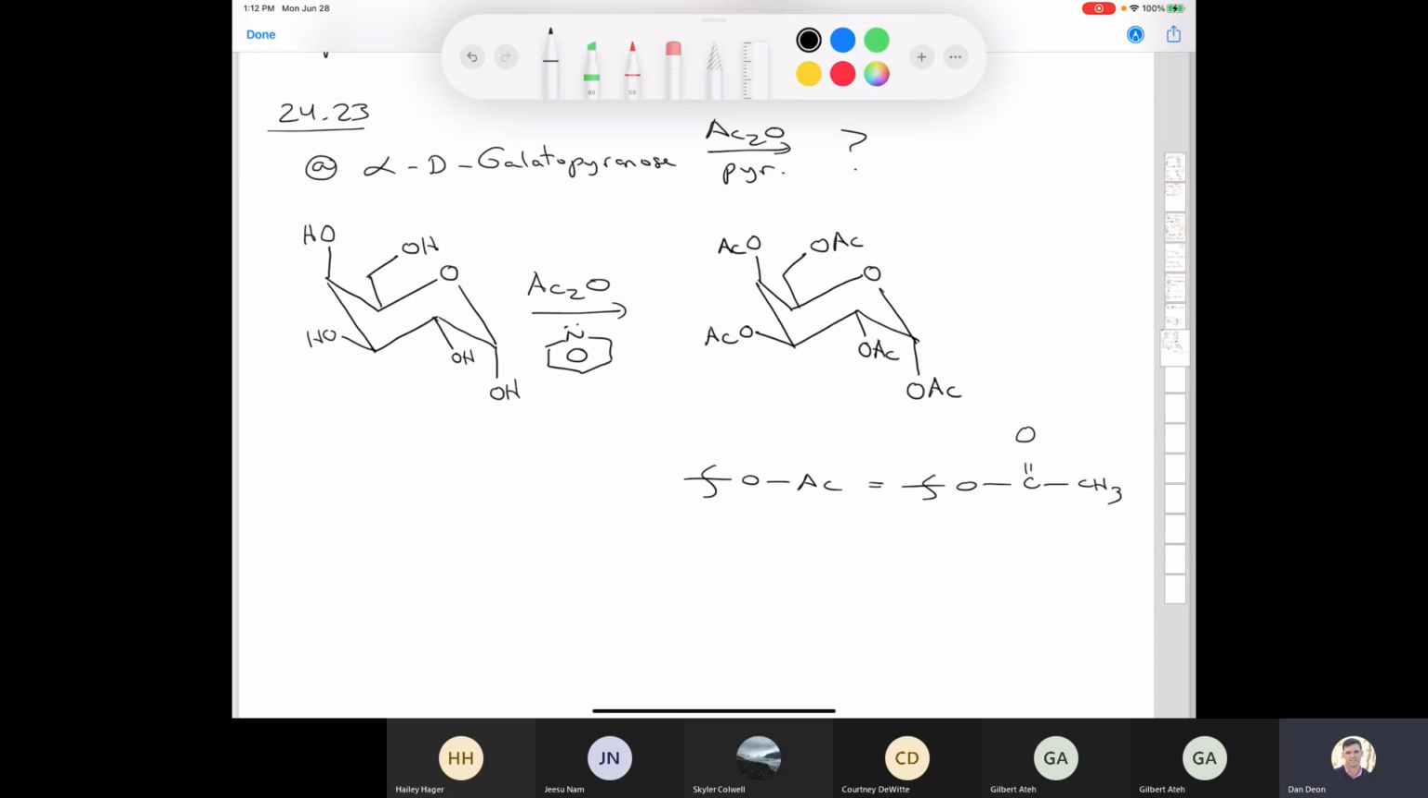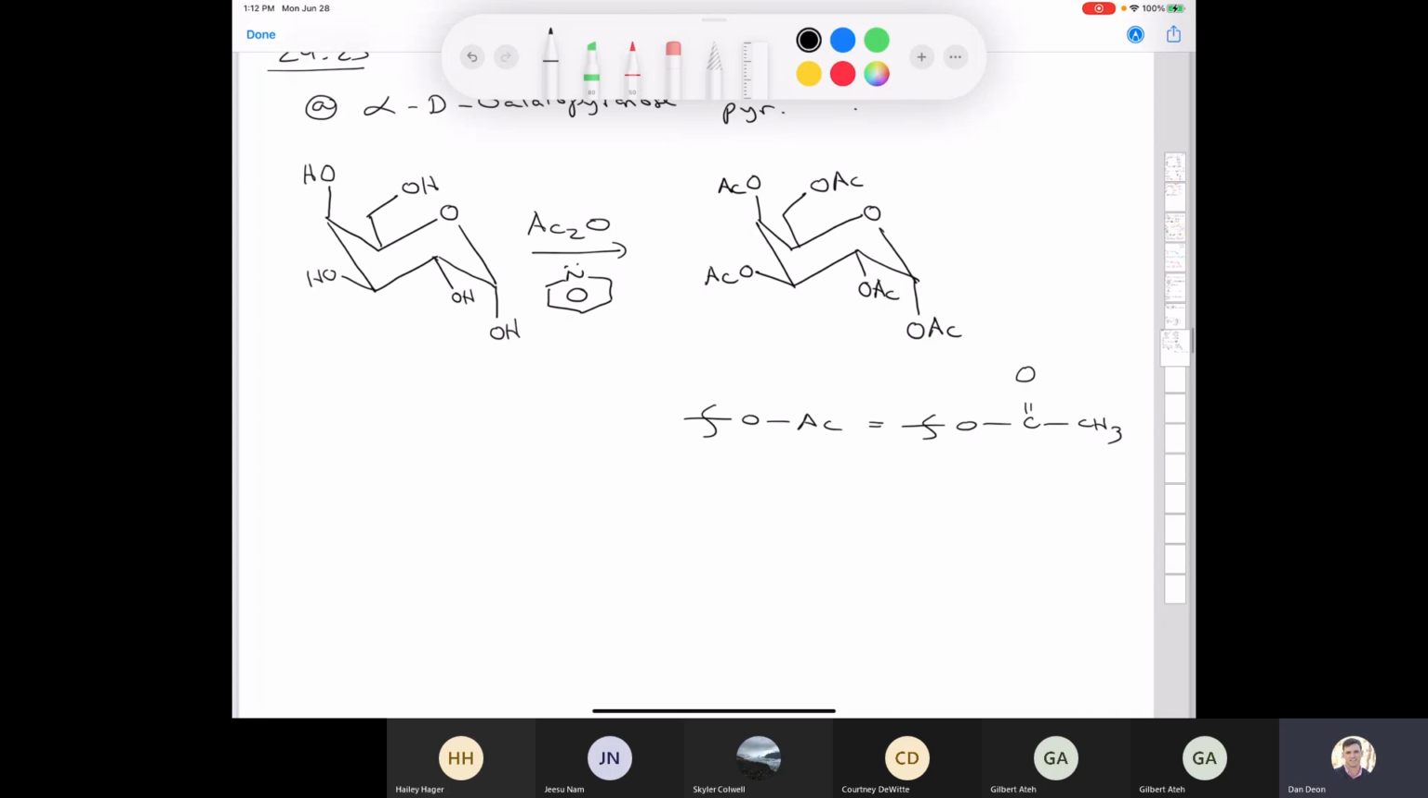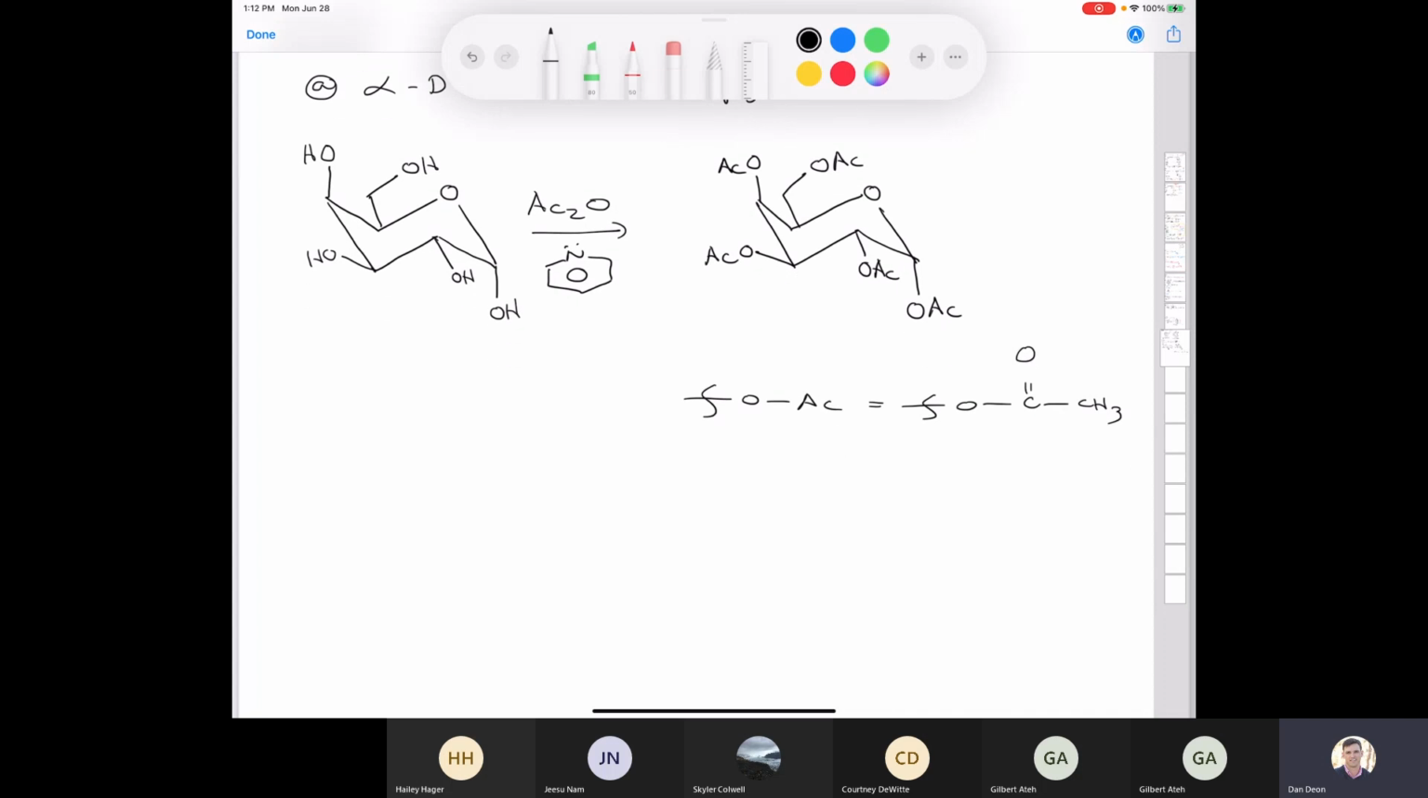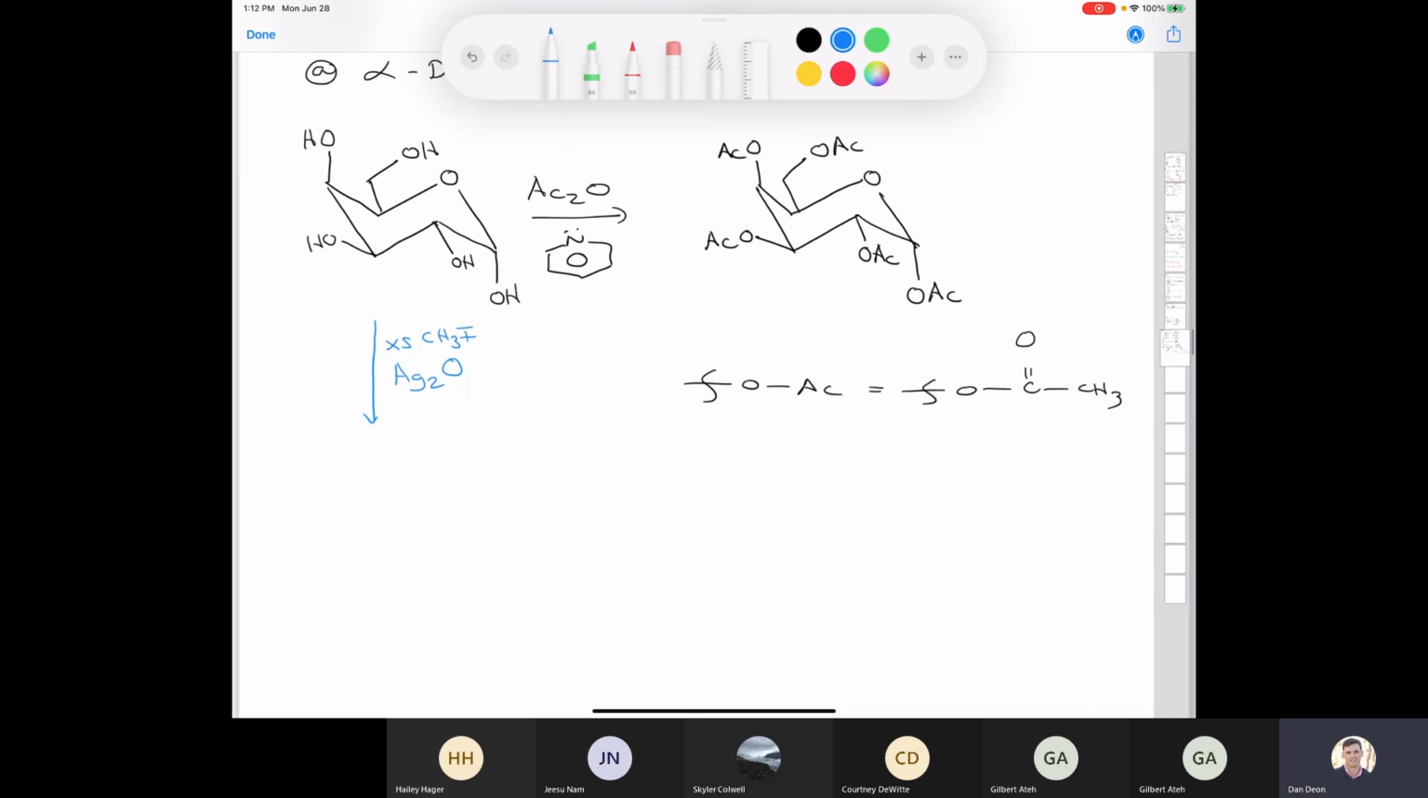Another reaction that we looked at is, if you were to take this same compound, this isn't part of the question, so I'll use a different color ink here, but if you were to take this and treat it with excess methyl iodide, it's like you do a bunch of Williamson ether syntheses in silver oxide, which is a milder base than sodium hydroxide or potassium hydroxide, and we looked at why you can't use those bases with a carbohydrate, so you could get some more practice drawing your chair here.